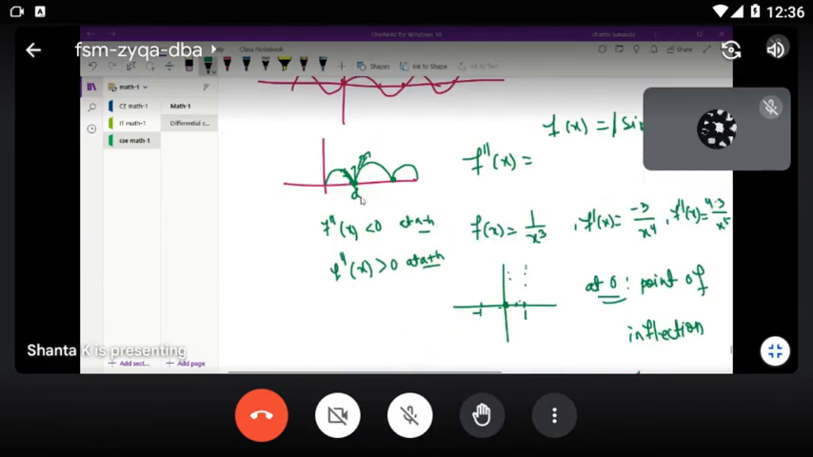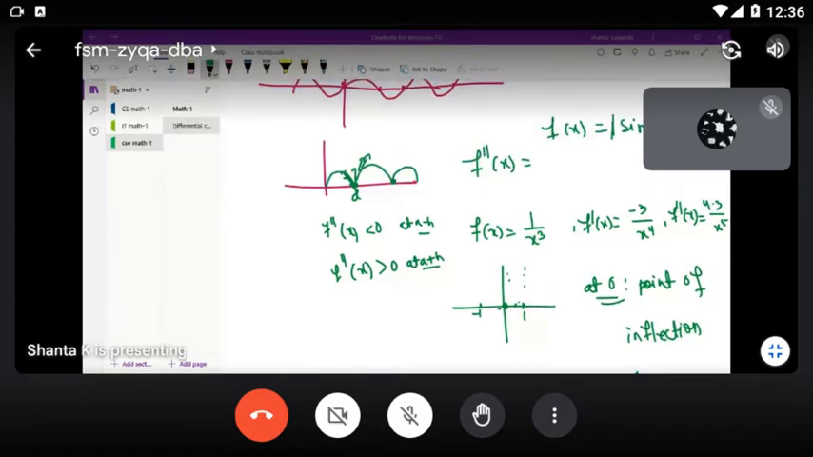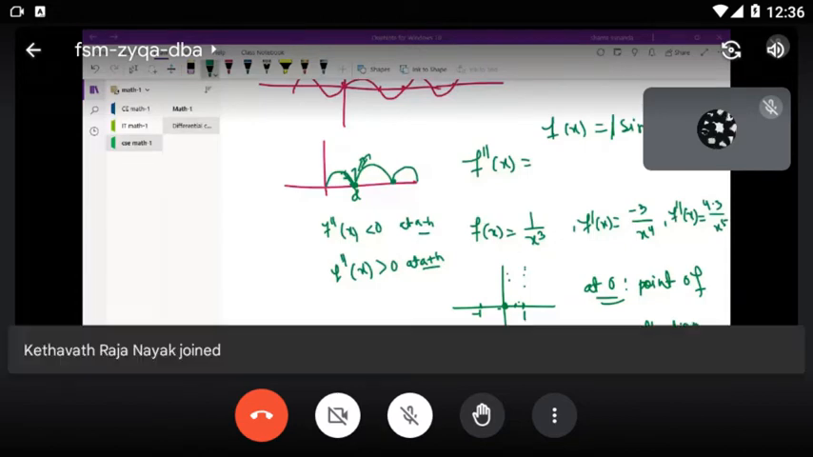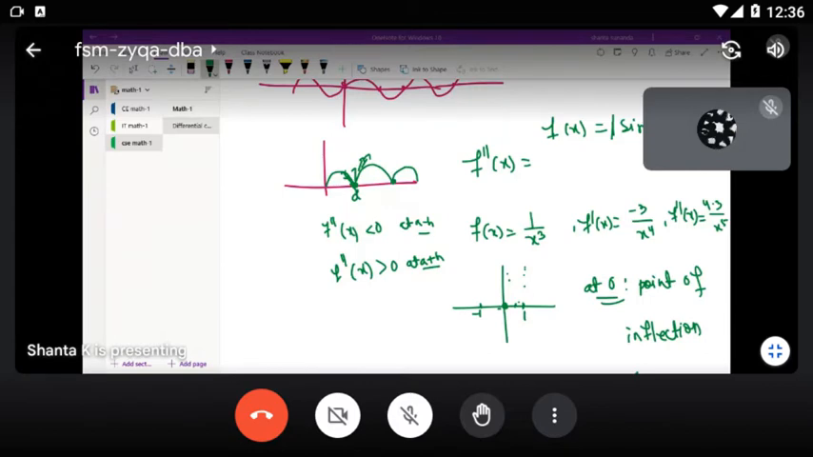Here also it's a point of inflection. So what I want to say is that even if the second order derivative does not exist at that point, but the second order derivatives have opposite signs in the neighborhood of a, on one side it's positive, on one side it's negative, then we can say it's a point of inflection.